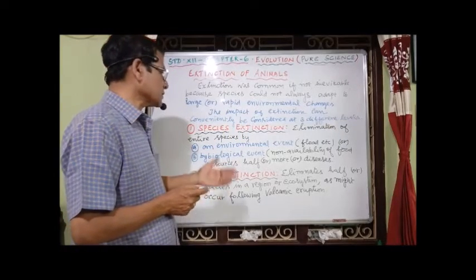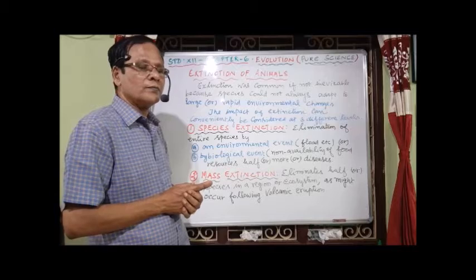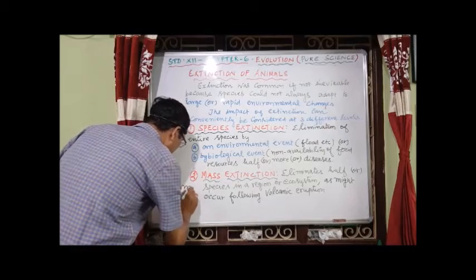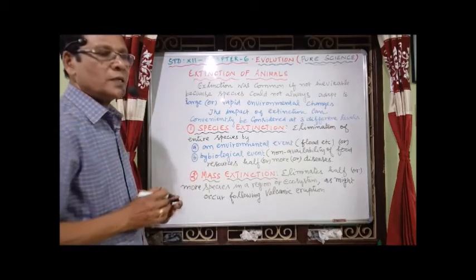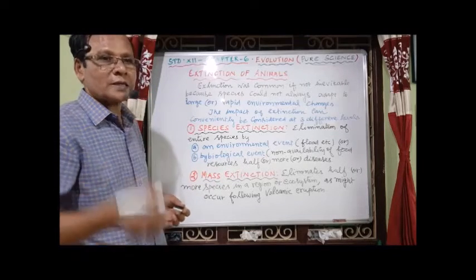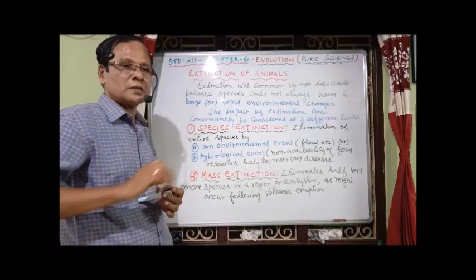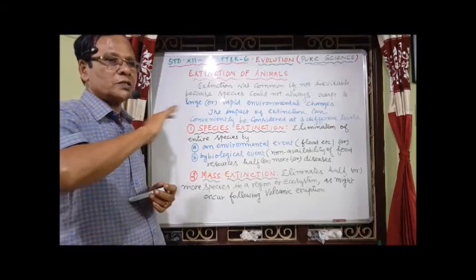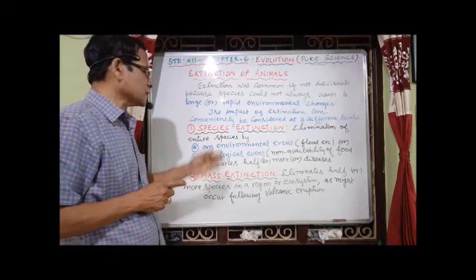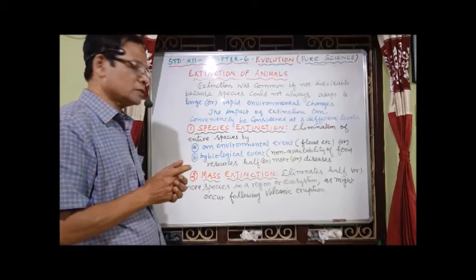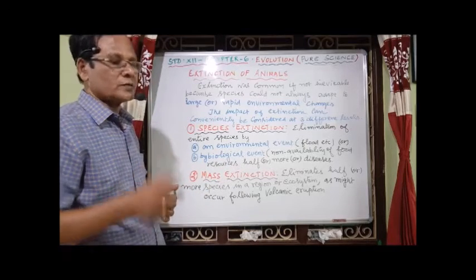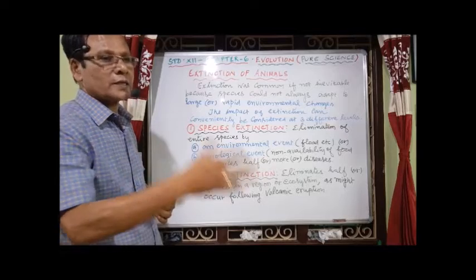Now the next one, mass extinction, eliminates half or more species in a region or ecosystem, as might occur following a volcanic eruption. Because of a volcanic eruption in a particular area, the entire species occupying that habitat might disappear, and that is called mass extinction. A large number of individuals are eliminated.